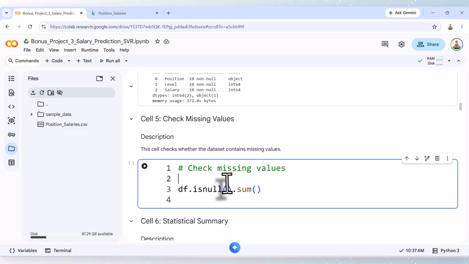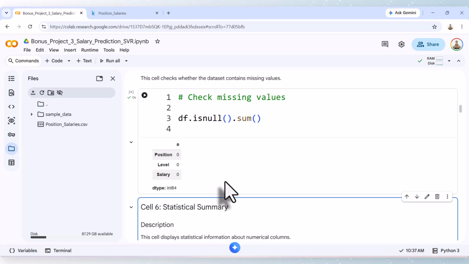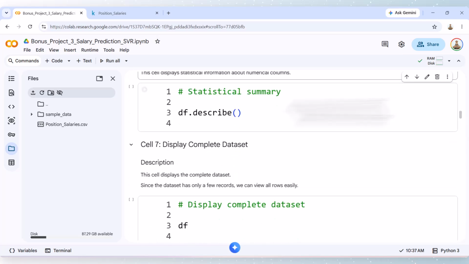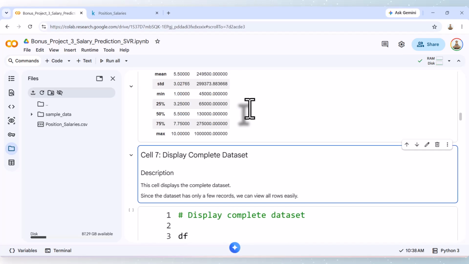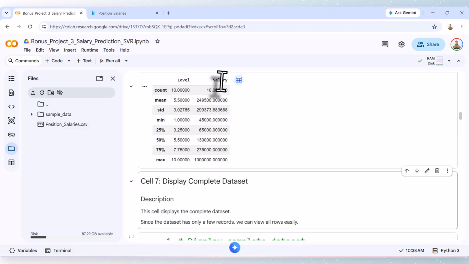Next, we can see the missing values using df.isnull().sum(). Missing values can affect the model training. If all values are 0 for these columns, then the data set is clean. You can also display the statistical summary using df.describe so that you can get the statistical summary of the level and salary, such as the count, mean, standard deviation, minimum, maximum, and different percentiles also.